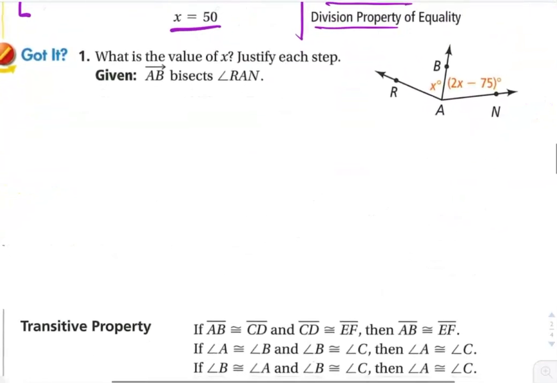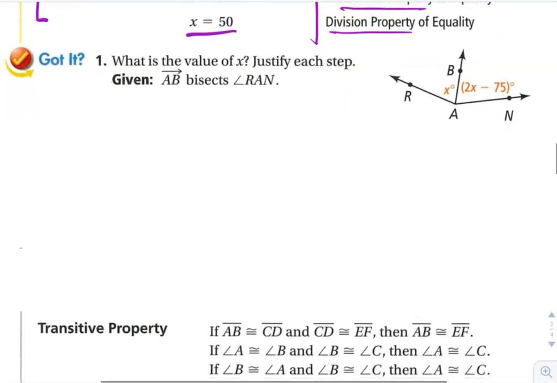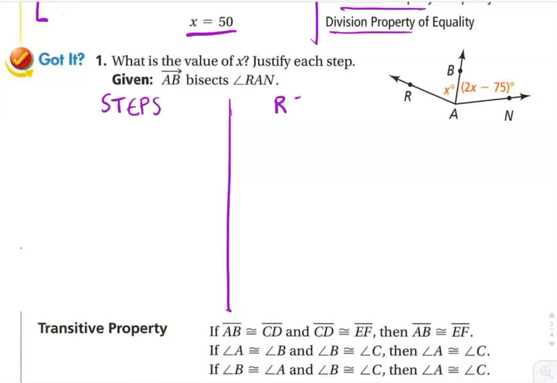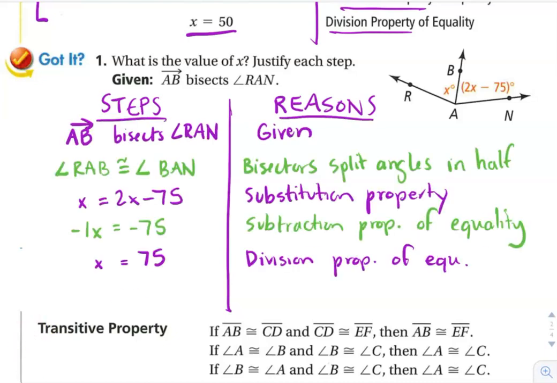So you guys pause the video, try number 1. Creating a 2-column proof, just having your steps on this side, and then your reasons on this side, and then I'll show you guys the work. All right, guys, this is more or less what you should have.